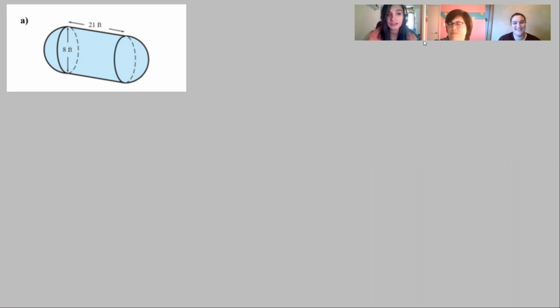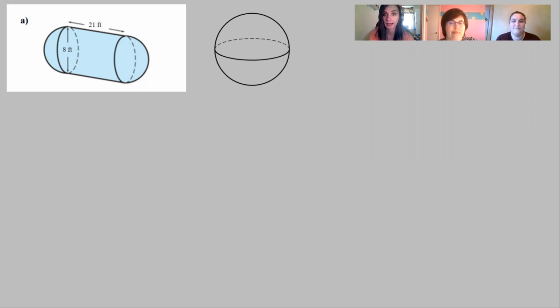Okay, so the beautiful thing about shapes is we can manipulate them as we want to, like men. Just kidding. Good luck. So we can manipulate the shape as long as we're not changing any of the measurements. So if we see here, this is half of a sphere and this is half of a sphere. So we're going to put them together and we're going to get a whole sphere. And then we just got our cylinder.